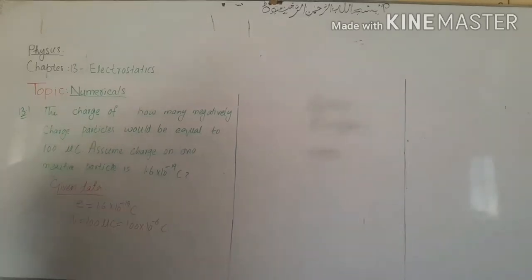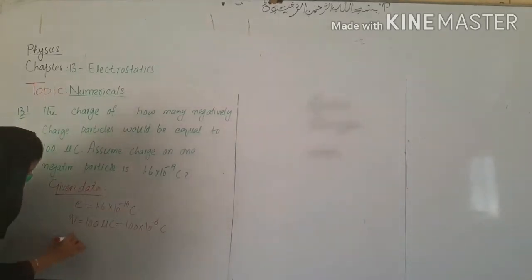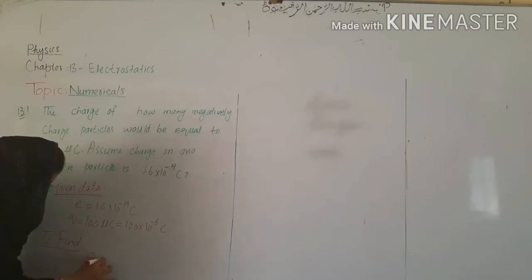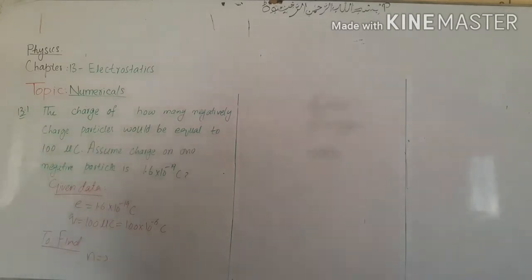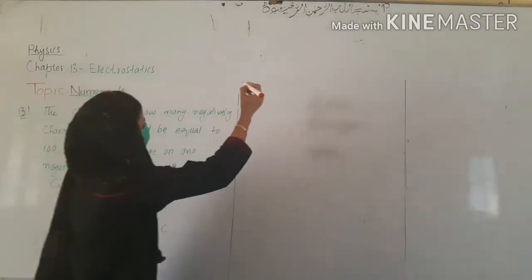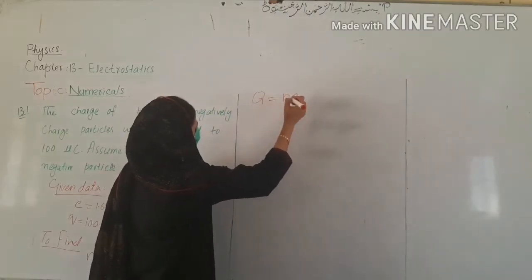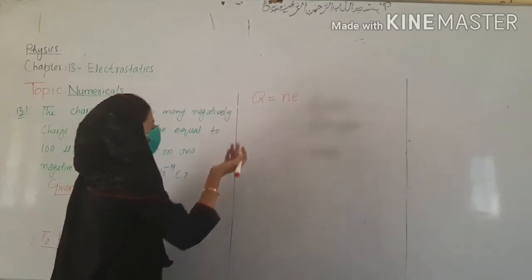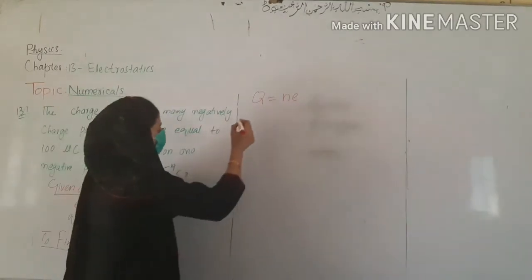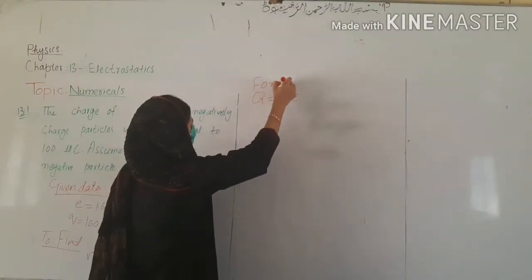You have to calculate the number of negatively charged particles, that is to find n. Now the question is how we calculate n. That is the formula, as we know that Q is equal to n e. Whether it is small q or capital Q, you can use it. That is your formula.